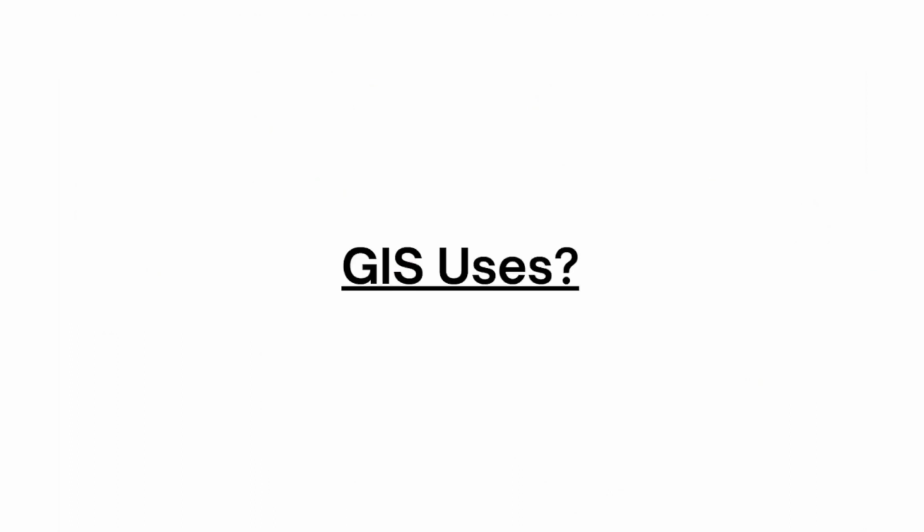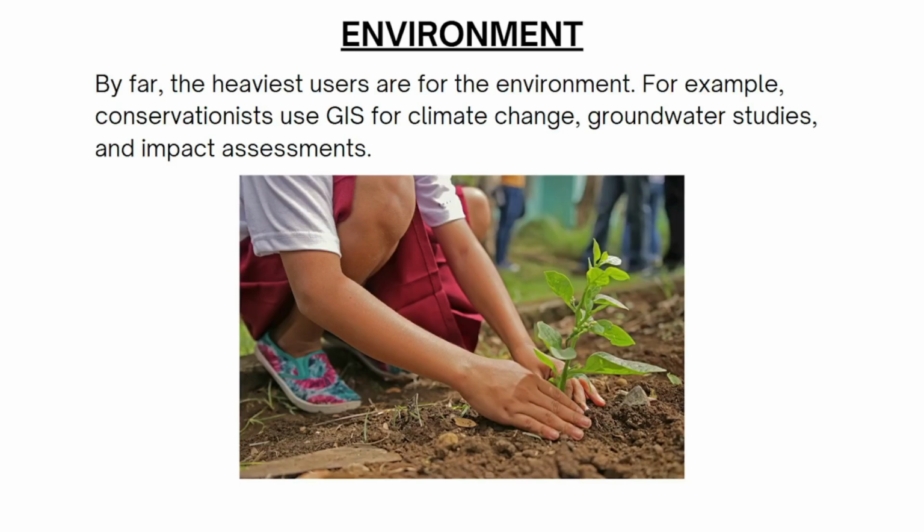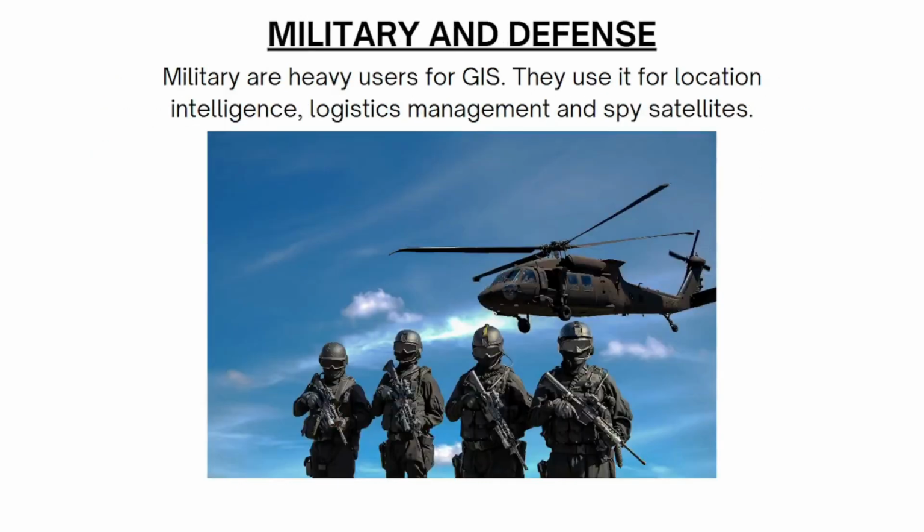Now let's see what are the GIS uses. By far the heaviest users are for the environment. For example, conservation use of GIS for climate change, groundwater studies and impact assessments. Then GIS is used in military and defense. Military are the heavy users of GIS. They use it for location intelligence, logistics management and spy satellites.